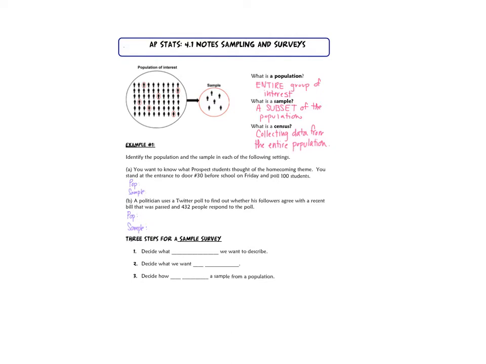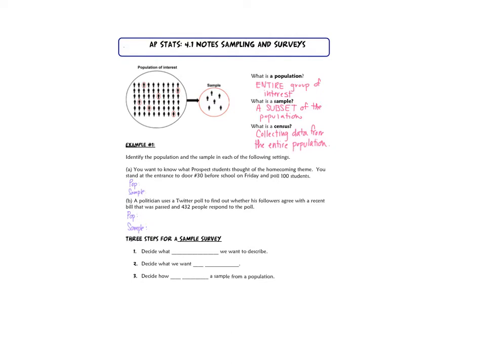So when you have a population of interest, the population is the entire group that you are interested in collecting data from. Now, a sample will be a subset of that population. Now, a good sample is going to be a good representative of what your entire population is.